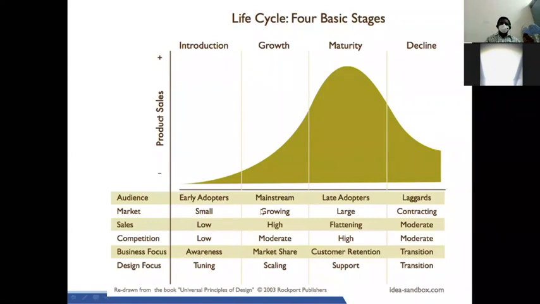If you look at here, mainstream, what happens? Late adopters, customer retention is the major focus of the industry. Later on, they have to think of different product, or else new variation they have to think of, or otherwise they cannot sustain in the market.